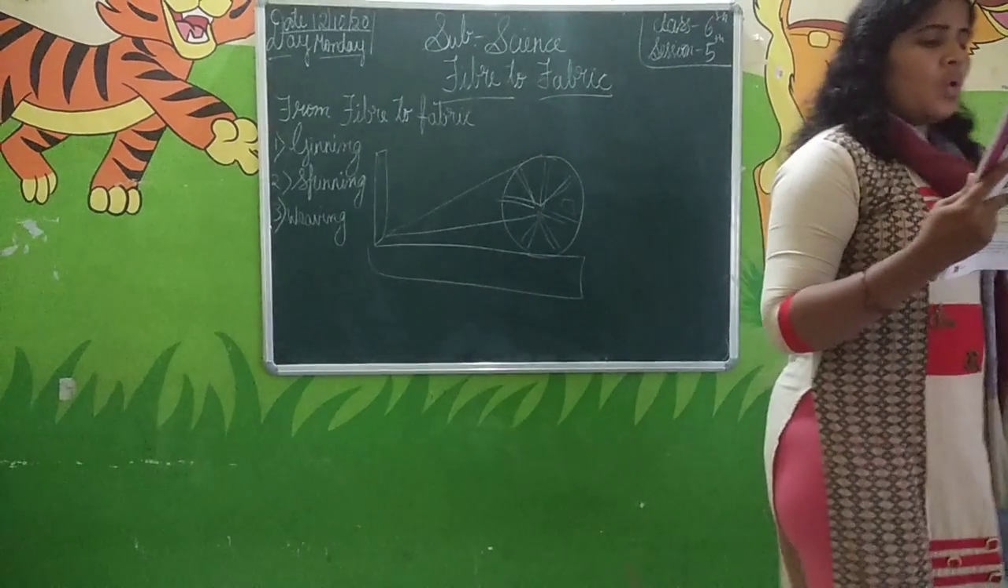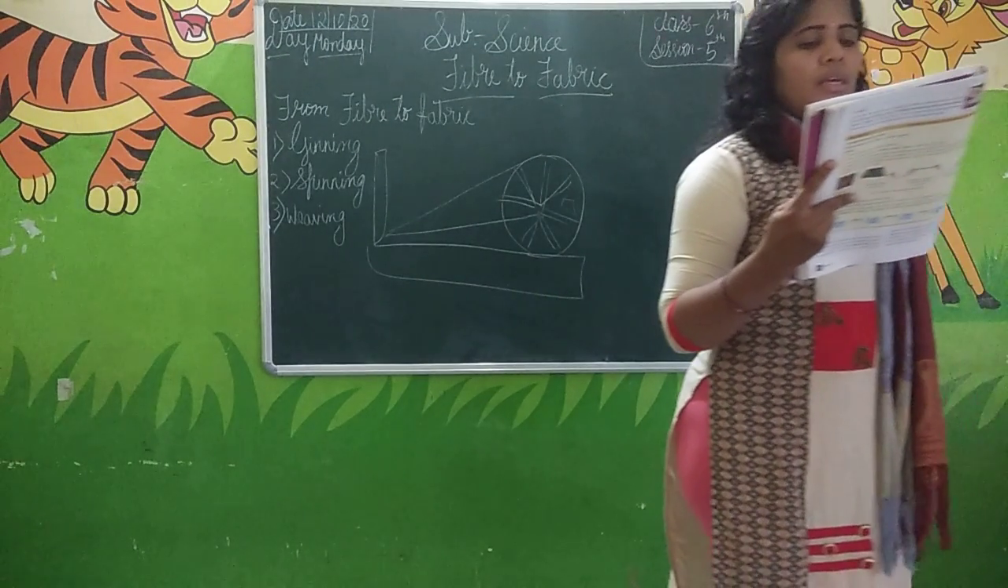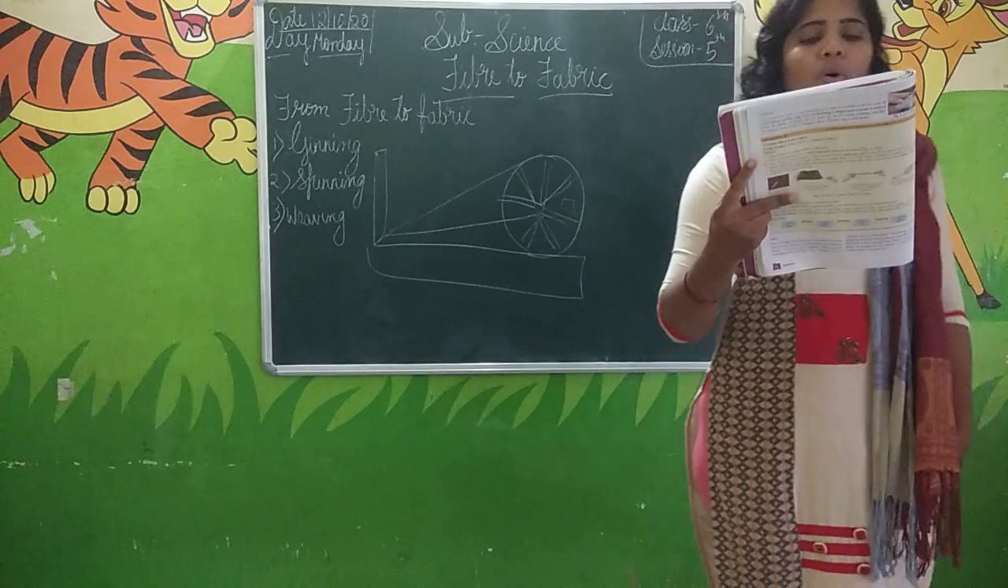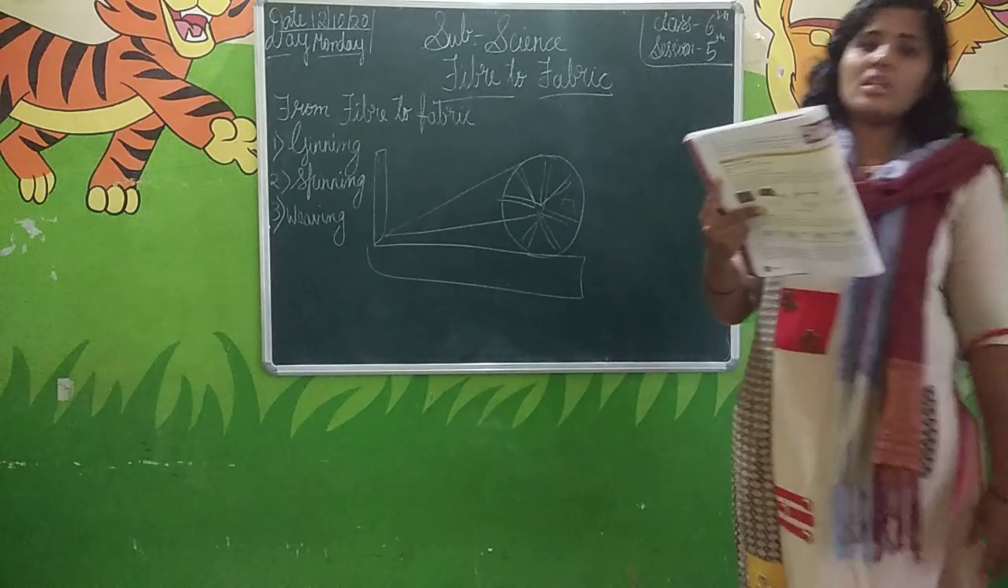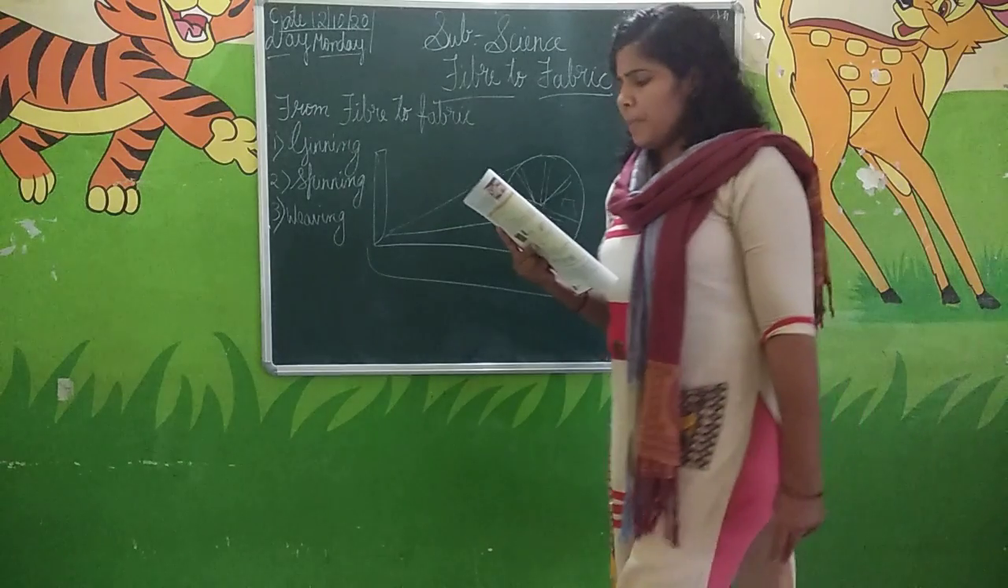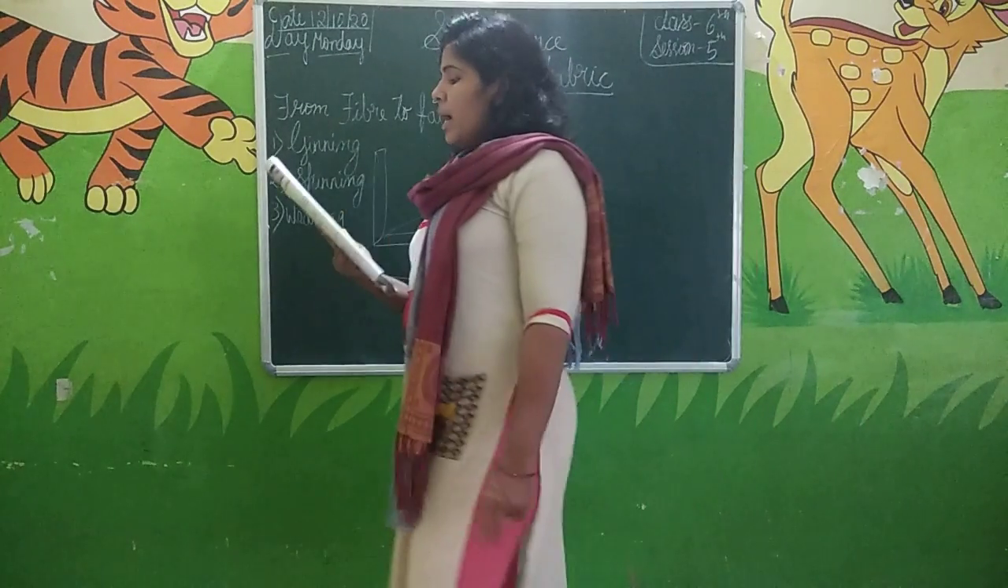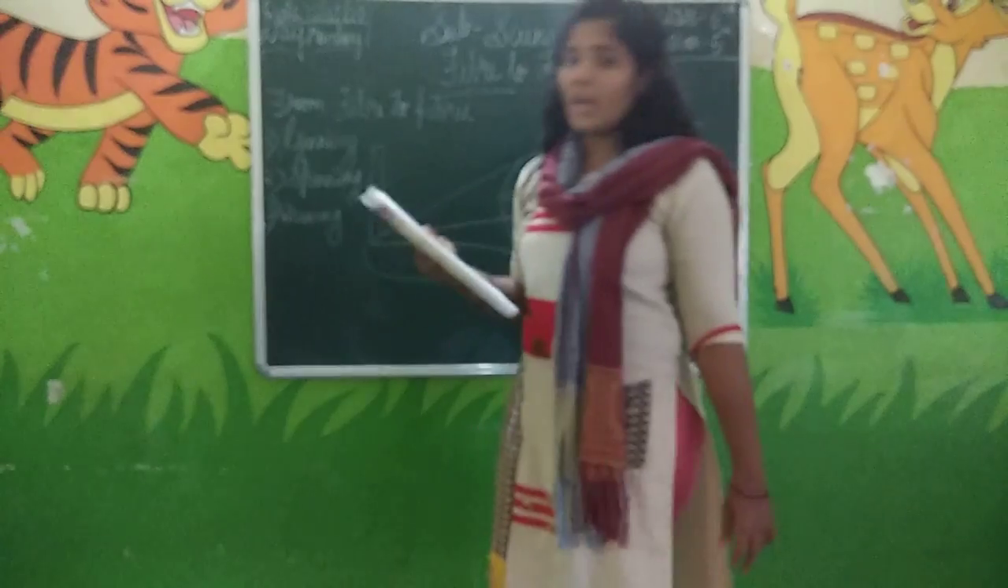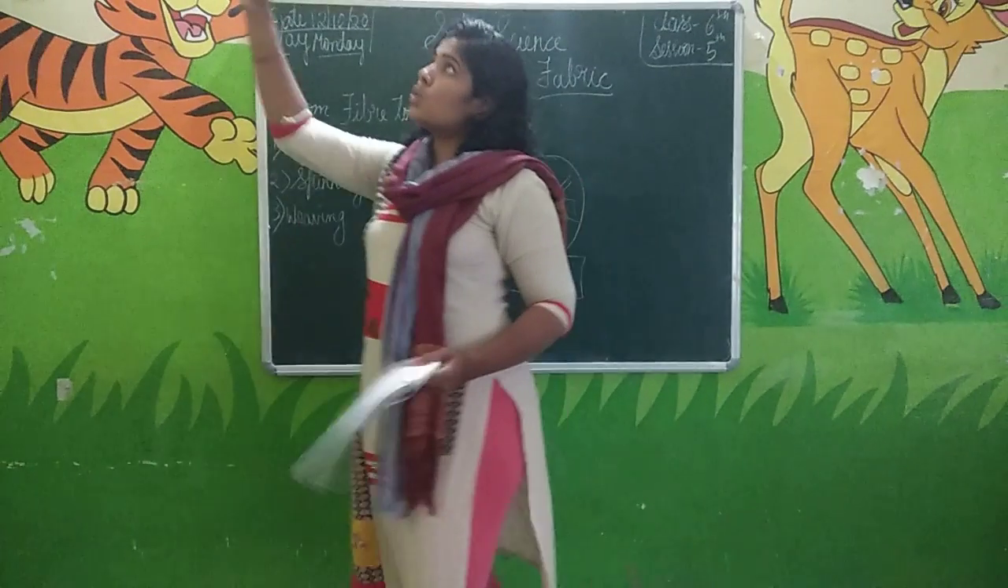Next is how the cultivation of jute is done. The seeds are sown in March or April. It is a rainy season crop. The jute plant grows 6 to 12 feet in height.